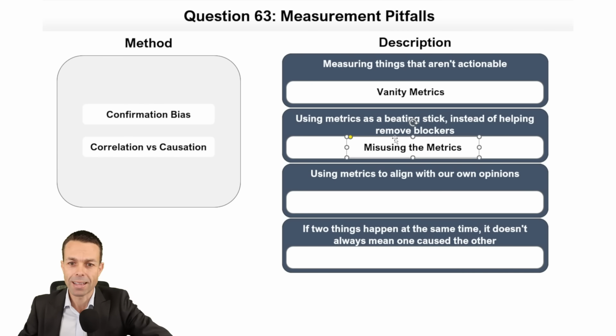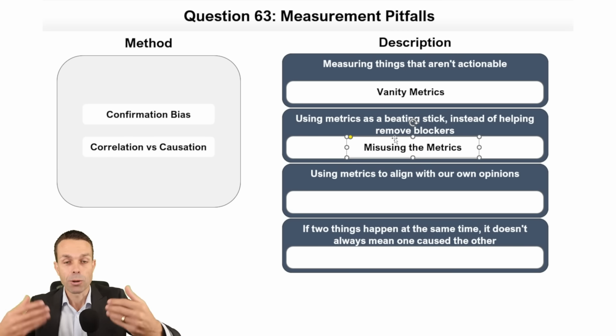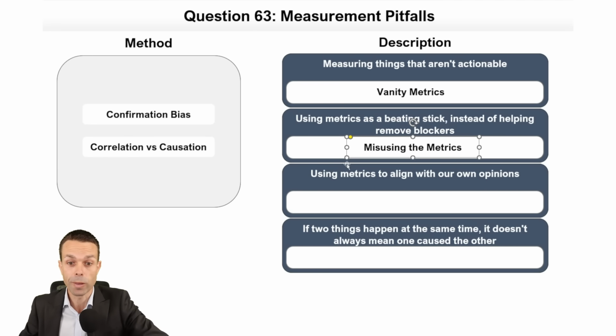Have you ever had someone use these metrics and just say, well, you just need to go faster? But really, if we're leading properly, or especially in Agile servant leadership, we should be using the metrics and saying, how can we remove those blockers for you to get what you need? How can we get you what you need to do the jobs that you need to do? Using metrics to align with our own opinions, that is confirmation bias again.